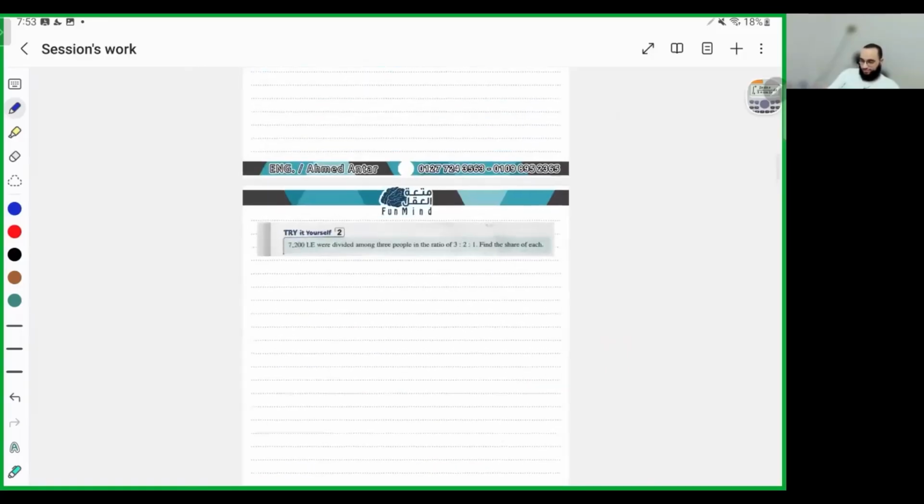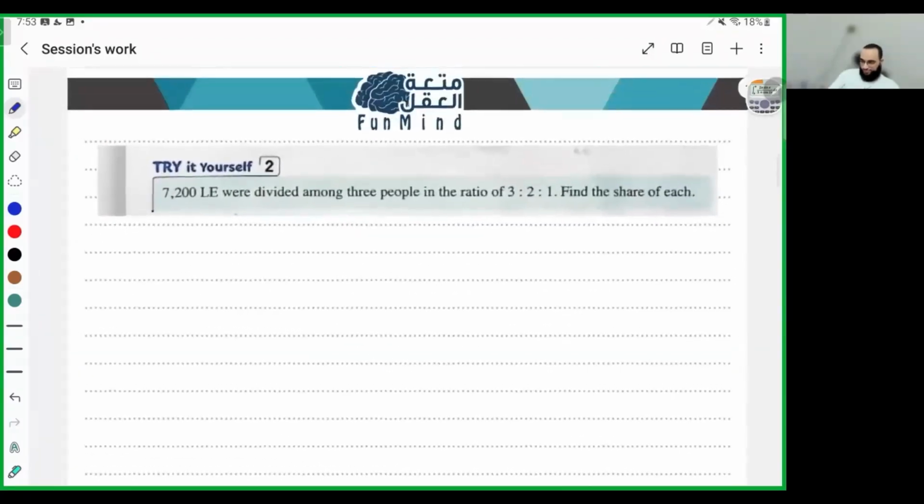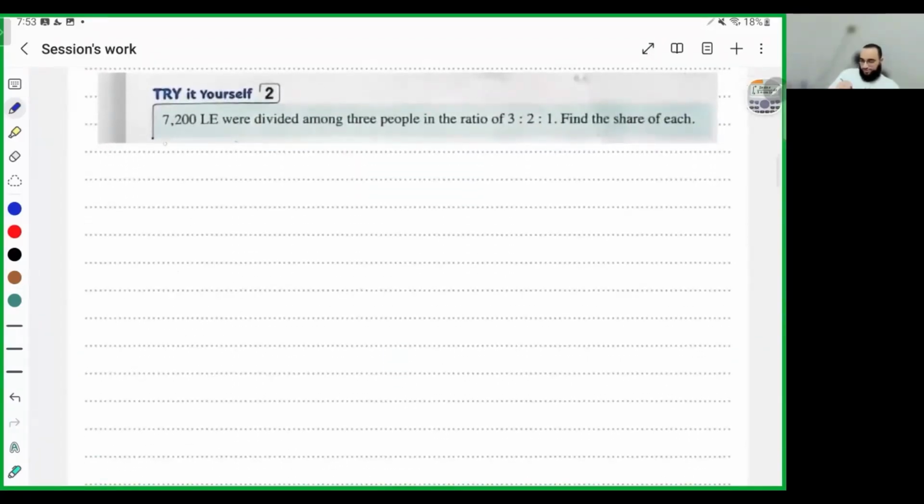What's the first step? The first step is, first person, the first person is three. Second person, the second person is 2. The third person is 1. This is the ratio, 3 to 2 to 1. I'm asking you, ya Ahmed ya Shawqi.